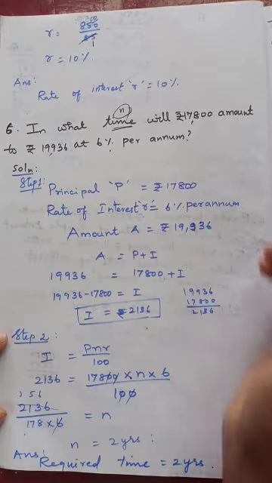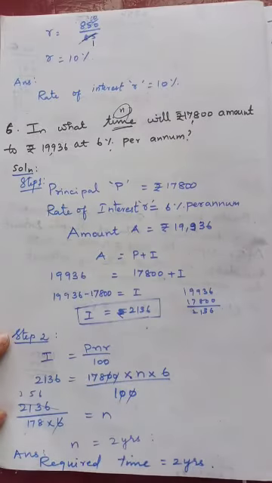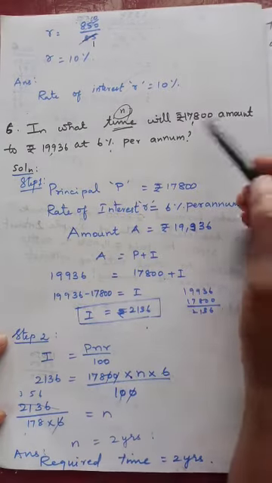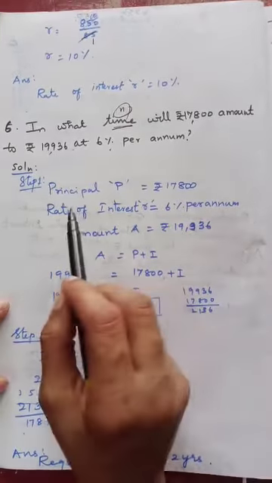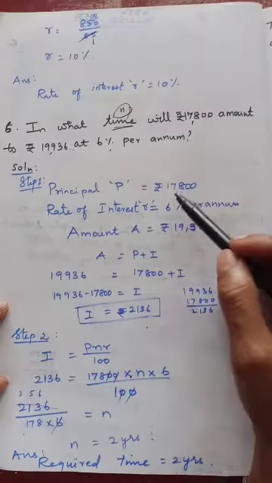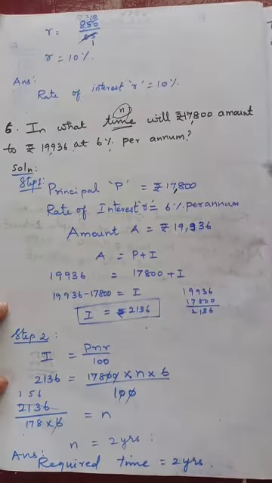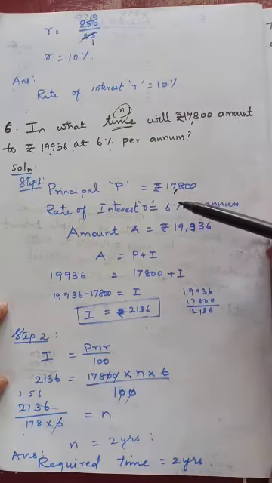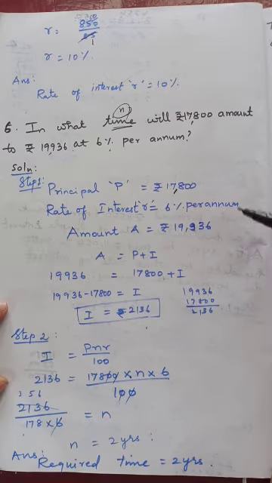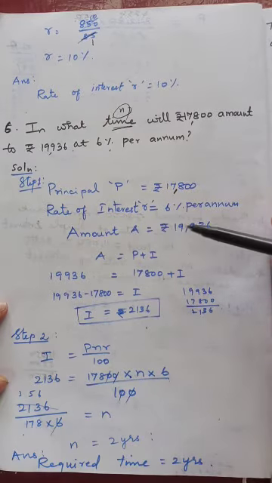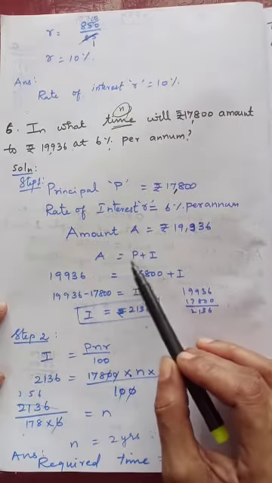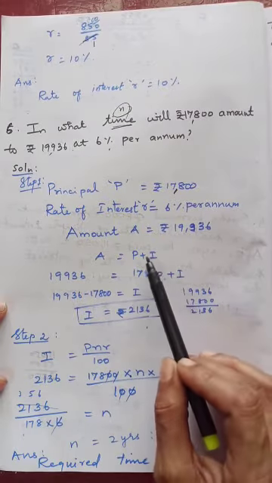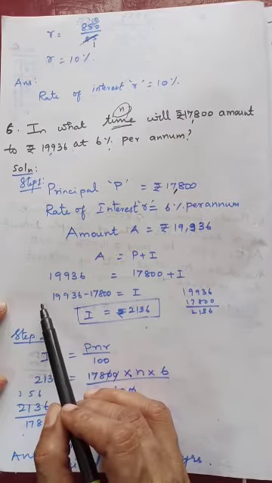So for that we need I first, because I is equal to PNR by 100 we know, isn't it? So if we subtract these two we will get I, that is interest. So principal P is equal to rupees 17,800. Rate of interest R is equal to 6% per annum. Amount A is equal to rupees 19,936. So amount is equal to P plus I. Now we need I. Keep I and here bring the P this side.